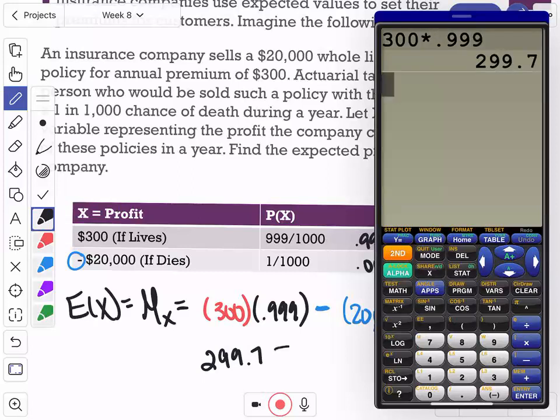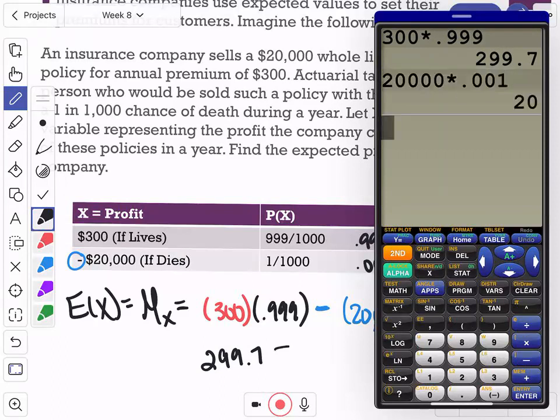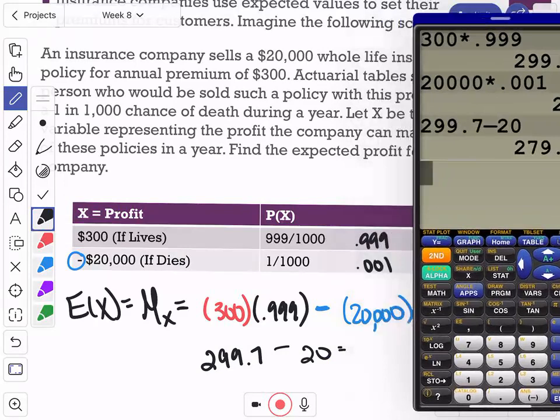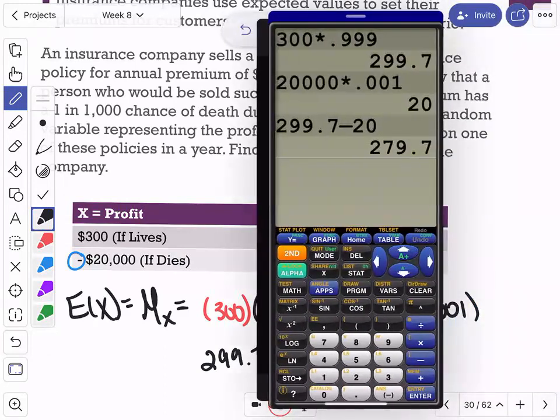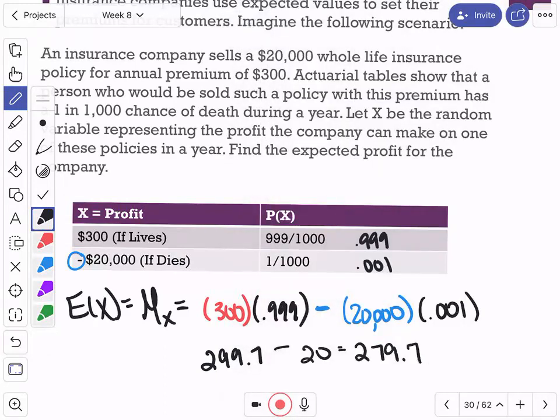299.7 minus 20,000 times 0.001 minus $20. So it's 299.7 minus $20. That is 279.7.